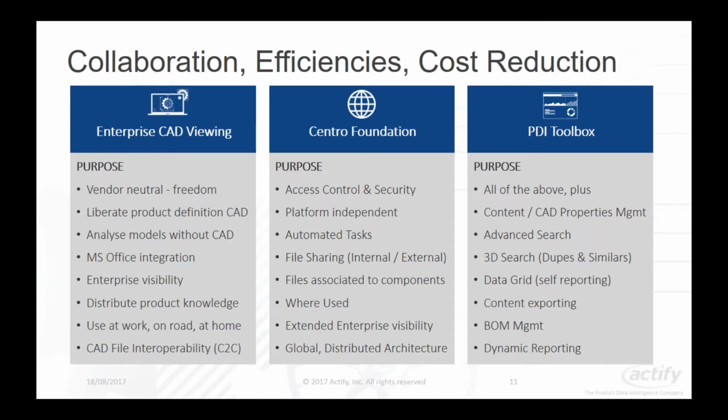So these first two columns, Enterprise CAD Viewing and Central Foundation, are the building blocks that go to the PDI Toolbox, where we are now adding content from all different data sources. We're also adding CAD properties that are automatically extracted from the CAD model, such as bounding box information and master properties. So all that CAD-related information is now being extracted. GD&T information is being extracted.